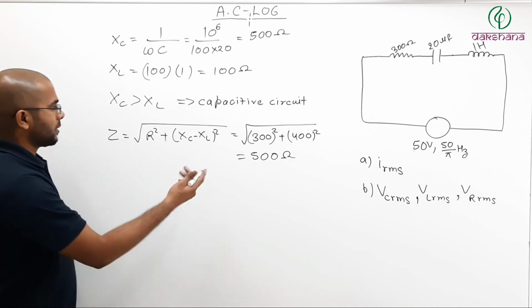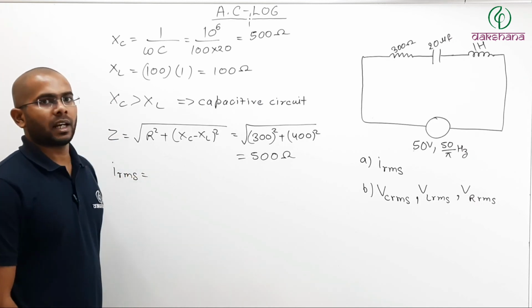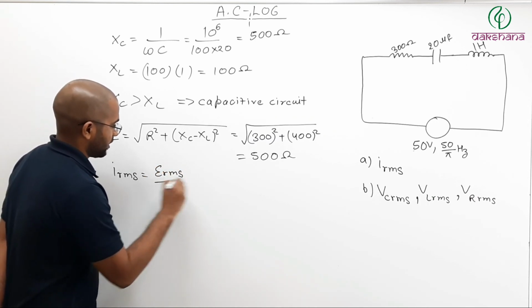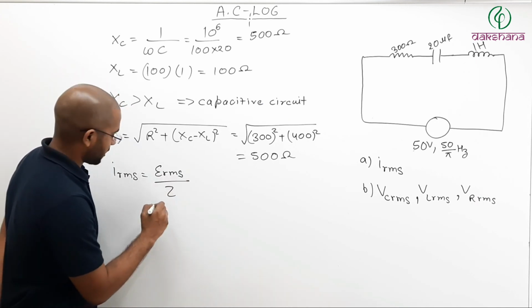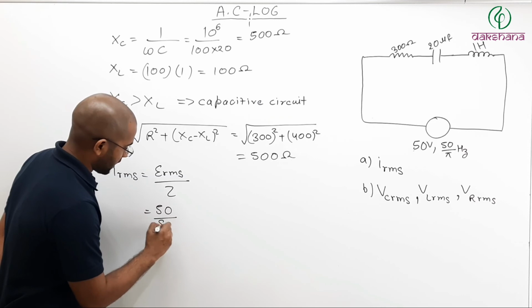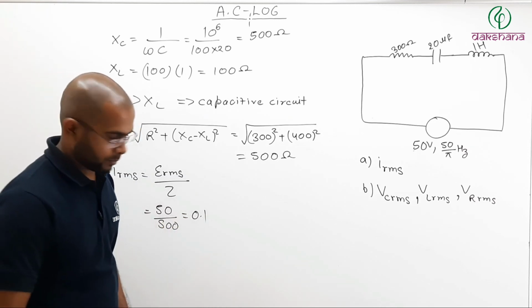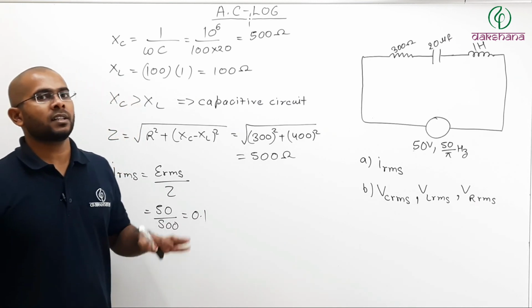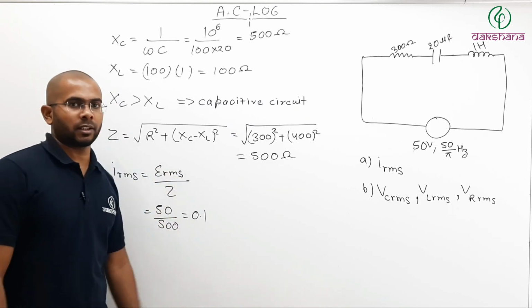Now the impedance is 500, so what is IRMS? IRMS is nothing but ERMS divided by Z. And ERMS is given as 50, divided by Z, that is 500. So that is equal to 0.1 ampere. That's how you can find the IRMS in an LCR circuit. You can pause the video, note this down, then we will solve the next part of the question.